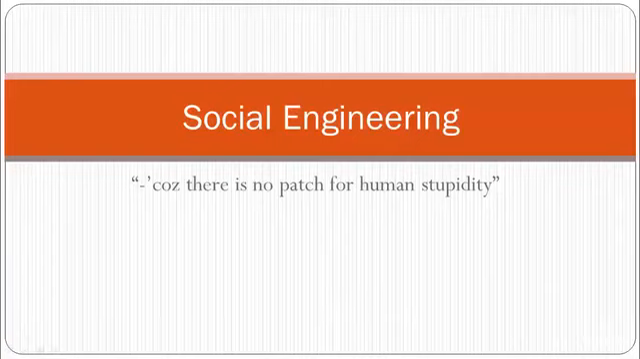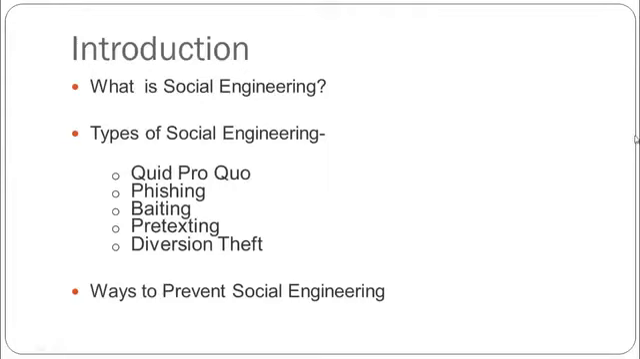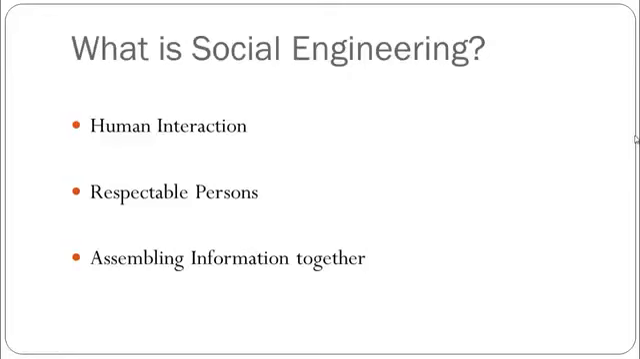So what exactly is social engineering? In this tutorial today, I will be taking you through what social engineering is, what the different types of social engineering are. There are 5 different types: baiting, phishing, quid pro quo, pretexting, and diversion theft, which is normally conning people, and what would be the ways to prevent them. These are what I would be teaching you today. So to start with, what is social engineering?